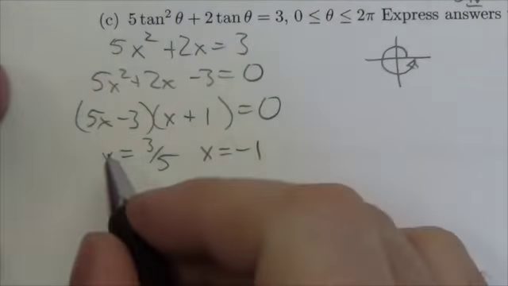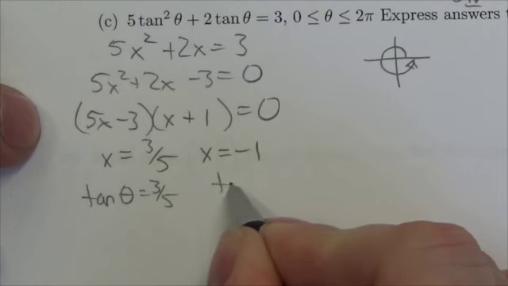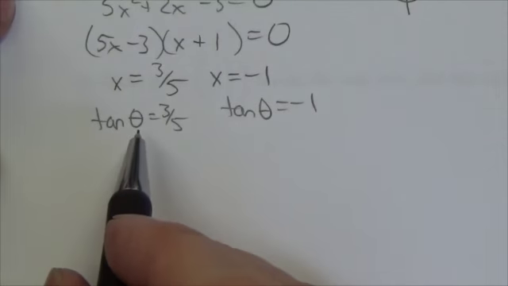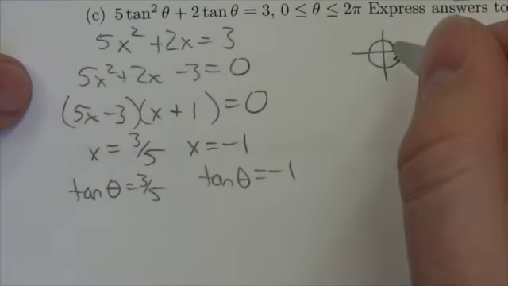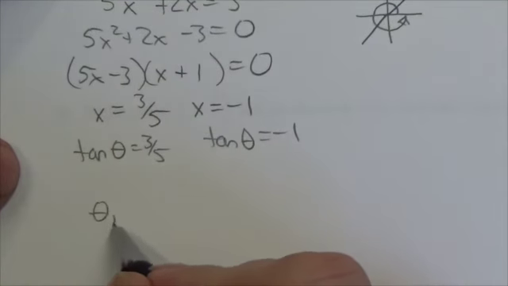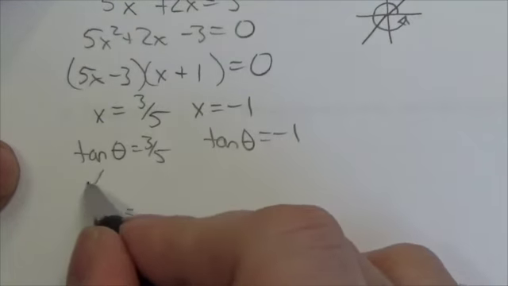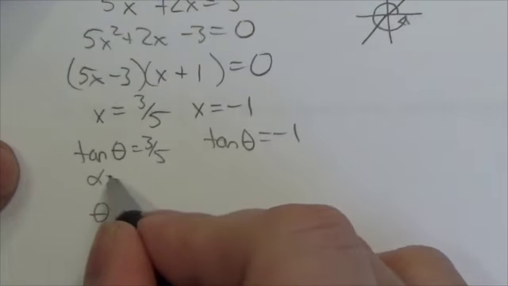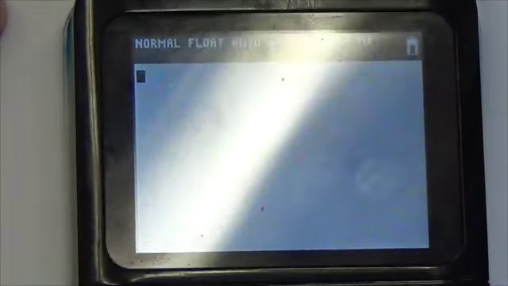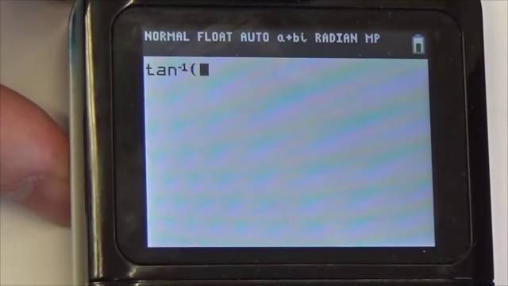Now we can go back to the trig. So that means either the tangent of theta was equal to 3/5, or the tangent of theta was equal to negative 1. Let's talk about this one first. Tangent is positive in quadrants 1 and 3. So I'm going to get a first quadrant angle and a third quadrant angle. Now, I need to get my reference angle. I don't recognize 3/5 from the unit circle or special triangles, so this is a calculator solution. I will do the inverse tangent of 3/5.